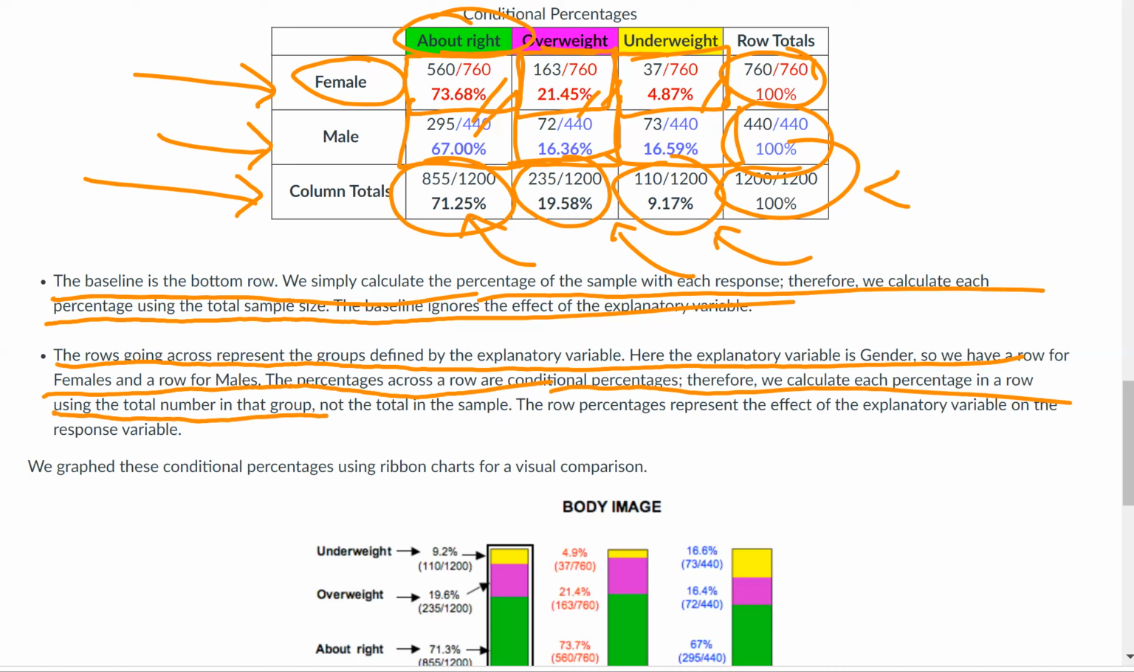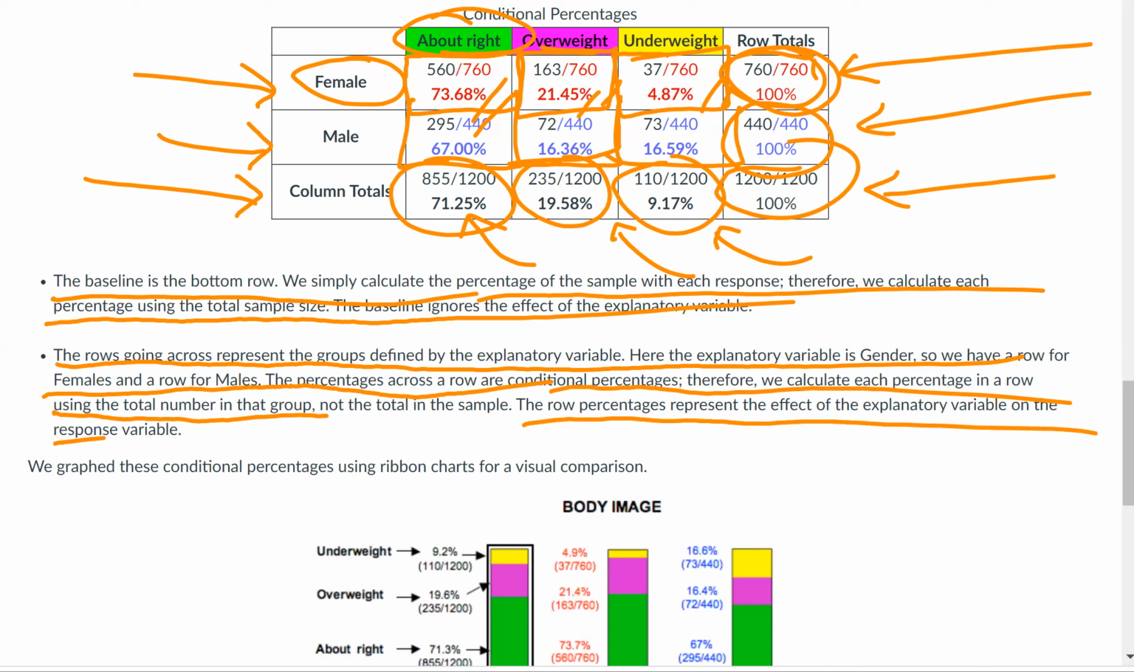So it's not the total number of students, 1,200. I would calculate all the proportions in the row for females just based on the denominator of 760, the number of females, not 1,200, the number of people in general. And then same thing for males. There were 440 males, which is why all the denominators in the male row were 440 and not 1,200, the total number. The row percentages represent the effect of the explanatory variable on the response variable.